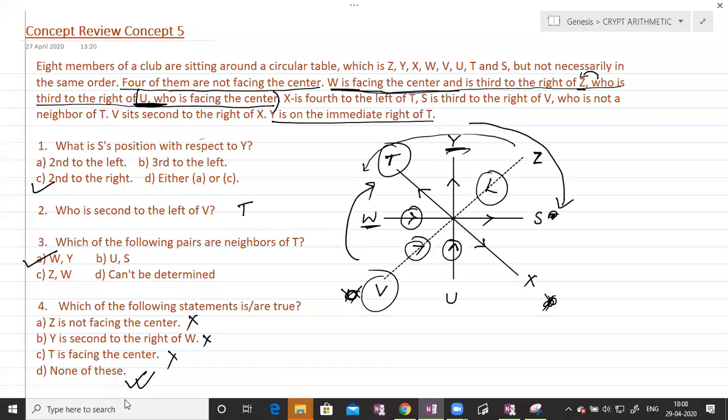Wonderful. I hope the last problem got clear, everybody. The anti-clockwise and clockwise depend on where they're looking, facing the center or away from the center. That matters a lot. And that's all about this.